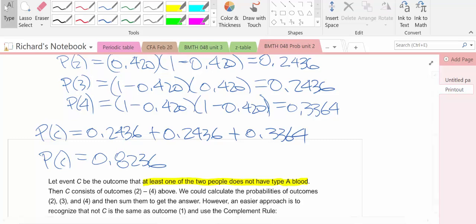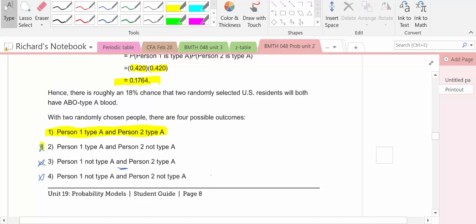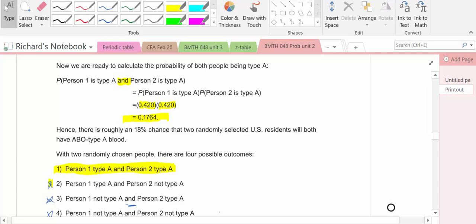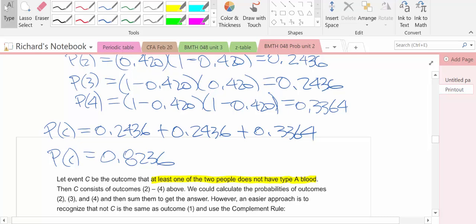Now, in your notes, they talk about using the complement rule, where you can say the probability of event C occurring is 1 minus the probability of not C. So you go 1 minus 0.1764. Well, what was 0.1764? 0.1764 was the probability of event 1 occurring, that both person 1 and person 2 are type A. Notice in that situation that there's nobody who's not type A. And so there are two ways to calculate that. I just want to illustrate the method that they did not demonstrate in the textbook.